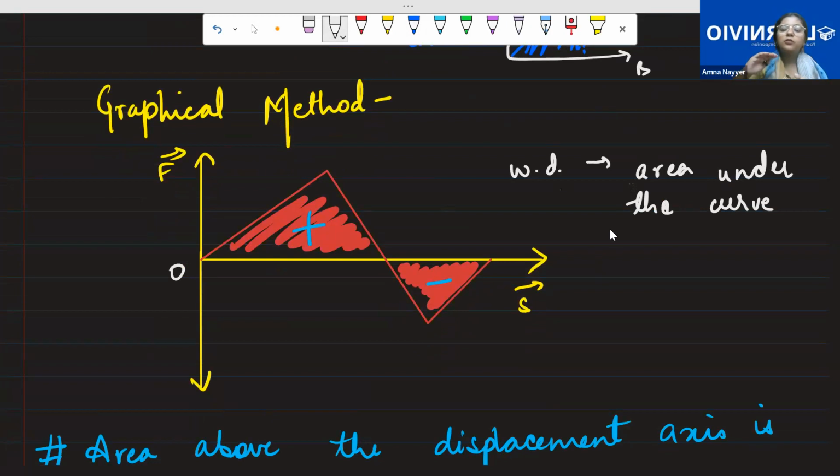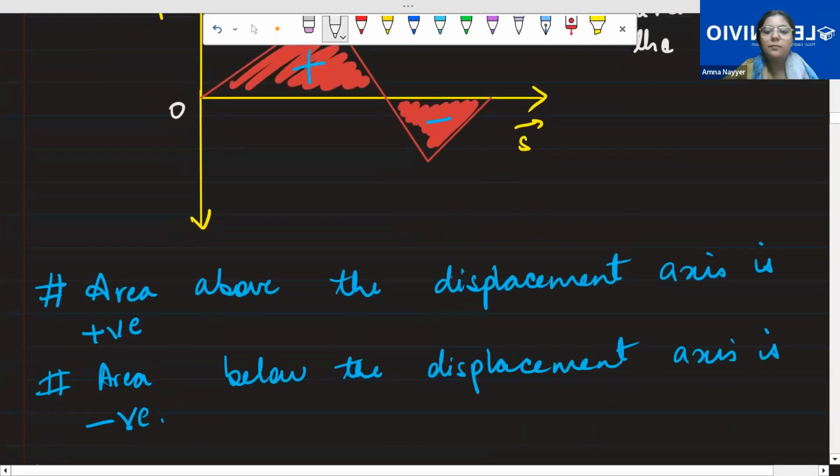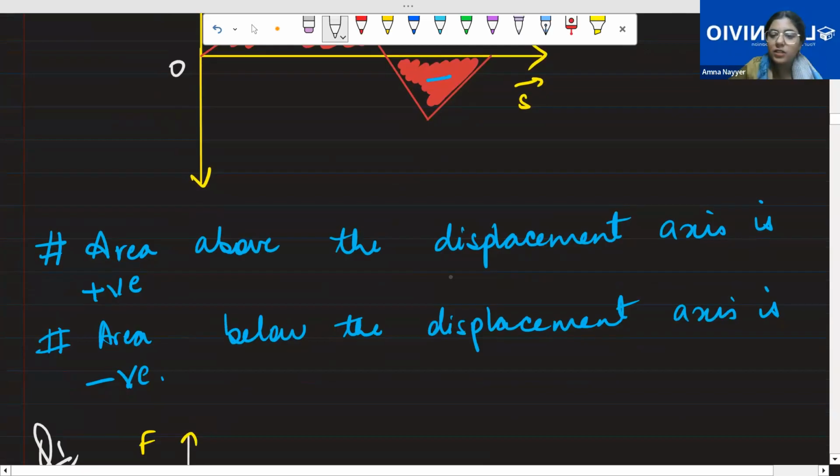Now, work done is also of many types. We'll discuss them. Work done is a scalar quantity. Remember that. But see, anything that is coming above the graph will be positive. If it is below the graph, it will be negative. But just remember, you just have to calculate the area, whatever is being formed. Okay. So area above the displacement will be taken positive. Area below the displacement is negative.